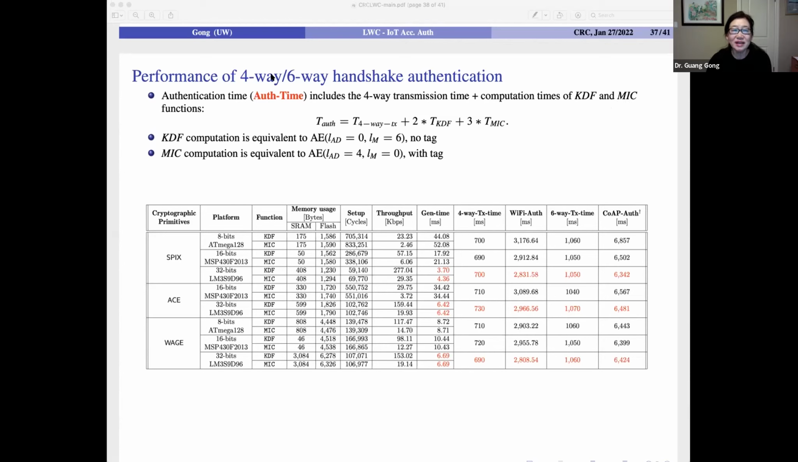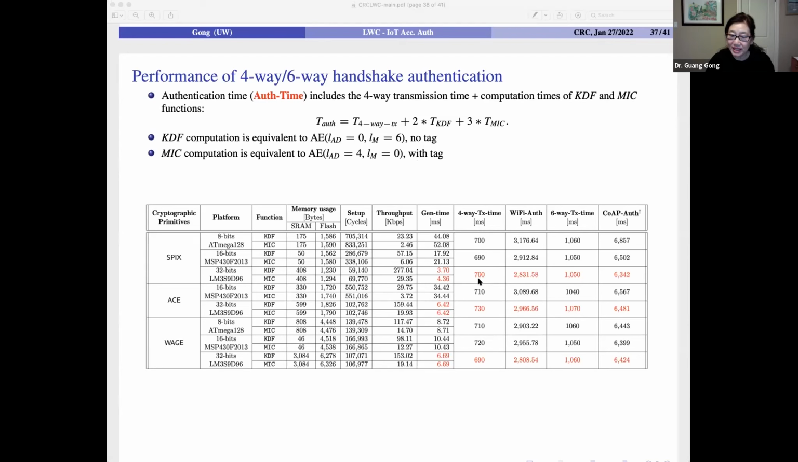So in the four-way IEEE 802.11 handshake, basically you need to involve two key derivation functions and compute three MACs. So this is the total authentication time. And these two are crypto computation time. And this one is the transmission time. Okay. So the KDF, basically you do not generate a tag. And for MIC, you generate a tag.